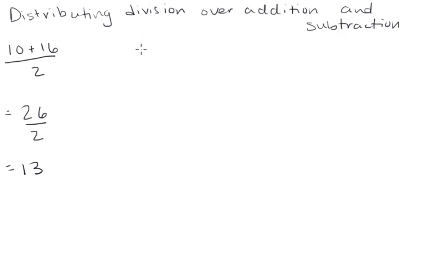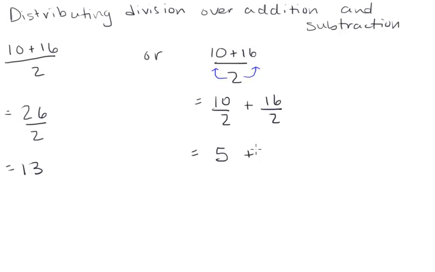But you could also distribute first. So you can distribute the division of 2 to both terms, to 10 and 16. So this would be equal to 10 divided by 2 plus 16 divided by 2. 10 divided by 2 is 5. 16 divided by 2 is 8. And if you add those together, it's 13.